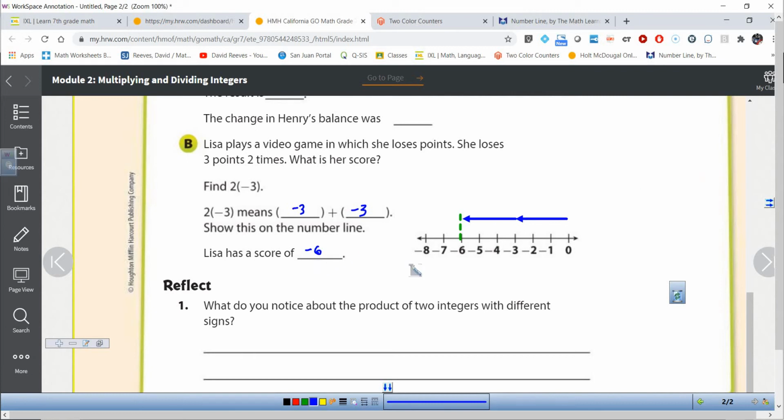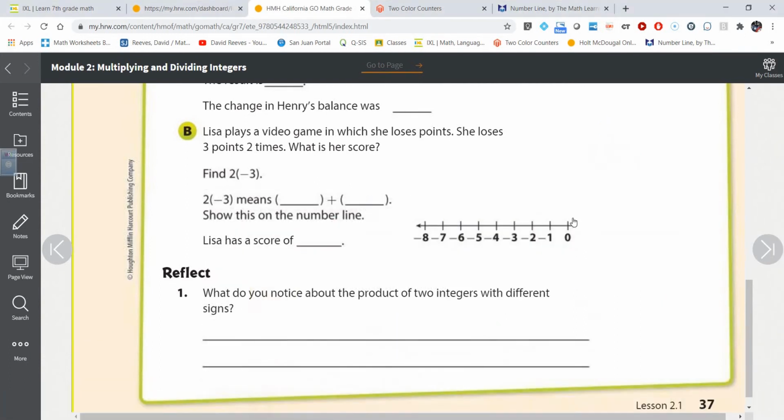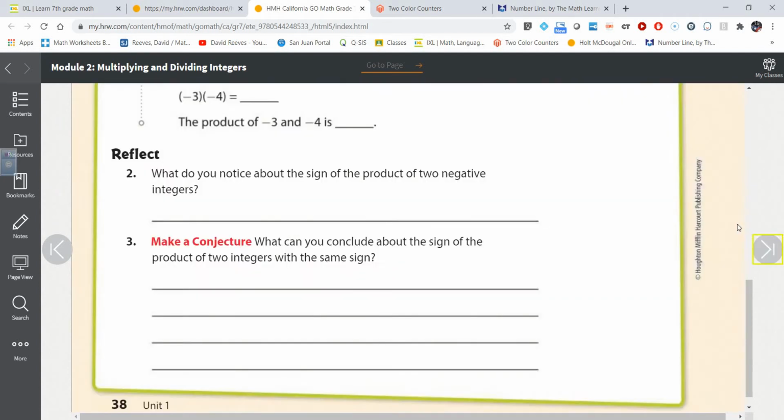So what did we see? We saw that when we did 3 times negative 2, we got negative 6, and when we did 2 times negative 3, we got negative 6. So this positive times this negative was a negative. A positive number of negatives gave us a negative answer. Okay, so what about if we take a look at counters?